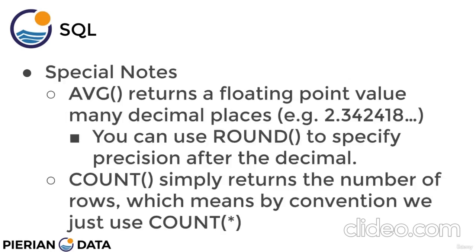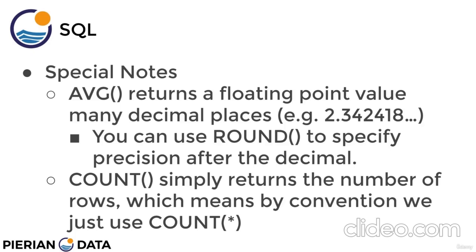Some special notes to keep in mind for certain particular aggregate functions: the average call returns a floating point value many decimal places long. So for example, it could be something like 2.342418, etc. And you can use the round function on top of average to specify precision after the decimal. So we'll see that in this particular lecture.